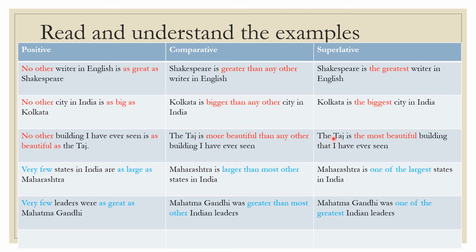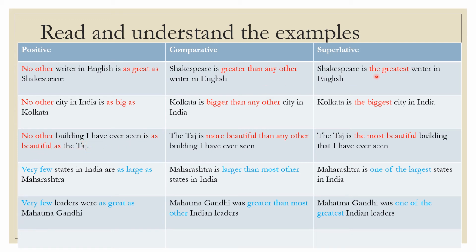Another example: the Taj is the most beautiful building that I have ever seen. So it is the most beautiful, the superlative. So in the comparative, it will be more beautiful than any other. So the sentence in the comparative will be the Taj is more beautiful than any other building I have ever seen. Over here in the positive, you'll begin with no other, as beautiful as. So the sentence will be no other building I have ever seen is as beautiful as the Taj.